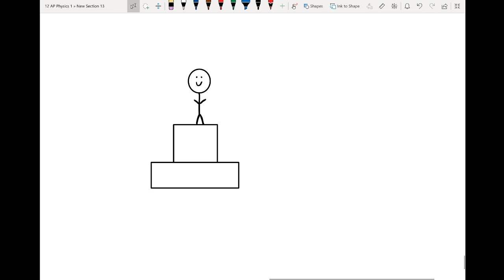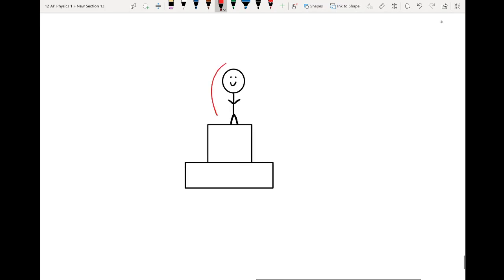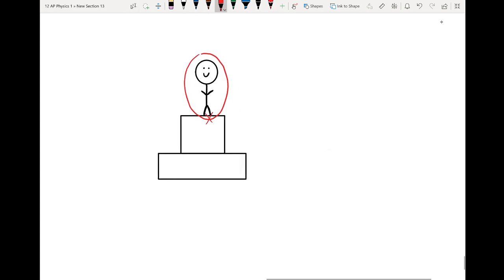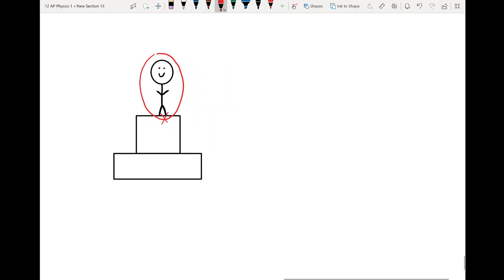Okay, so we have the person standing on the box, and what I want to do is identify everything going on here. So I want to identify all my action-reaction pairs. I'm going to start off with the person, and just like I do, I'm going to circle my person, and then I'm going to identify the contact forces. So it looks like I have a contact between the person and the box. I'm going to draw out my force diagram really quick to help me.